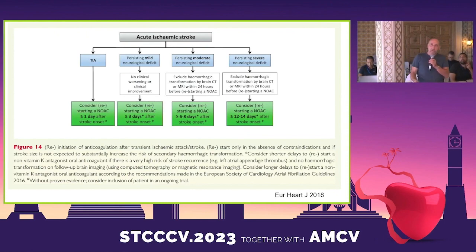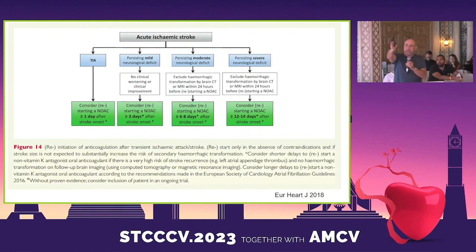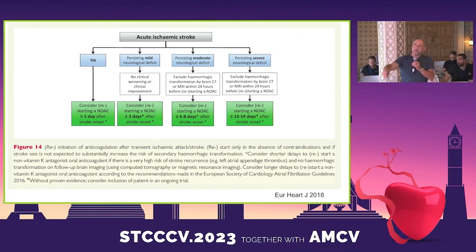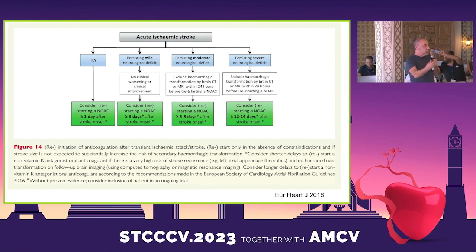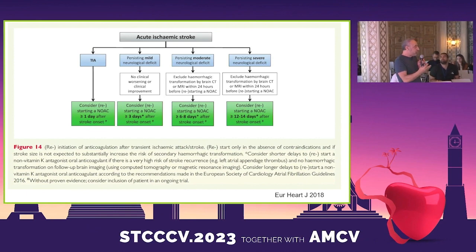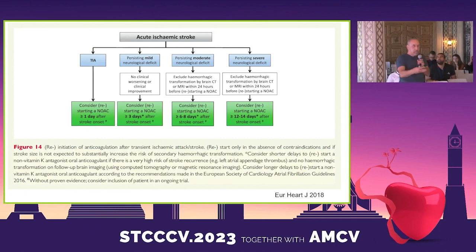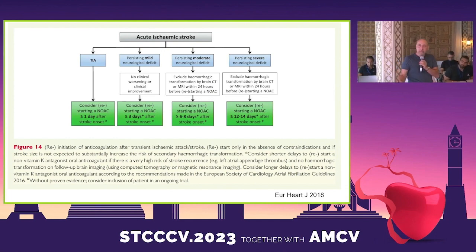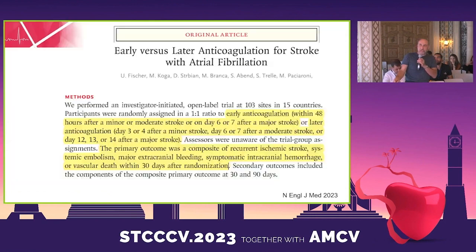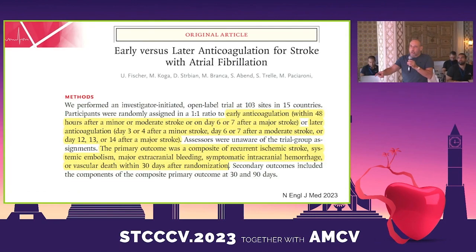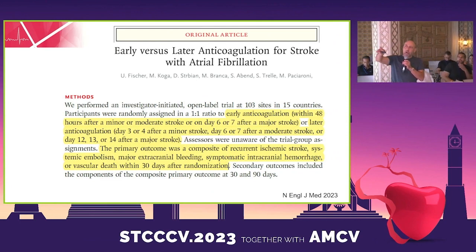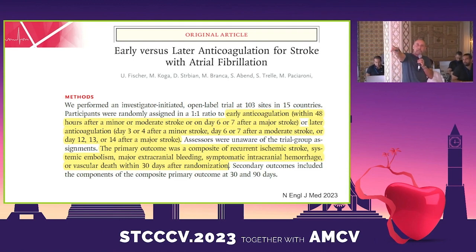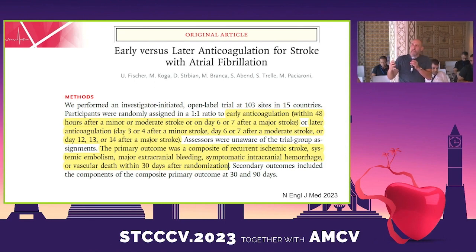To resume DOAC, we can follow the classical 3, 6, 12 days rule, depending on the severity of the stroke. But due to the low bleeding risk of DOAC, a less cautious strategy is currently assessed through 4 randomized clinical trials. One of them was recently published. It's the ELAN trial, which compared the classical 3, 6, 12 strategy with a very early introduction of anticoagulation within 48 hours after a minor or moderate stroke, or on day 6 or 7 in case of major stroke.